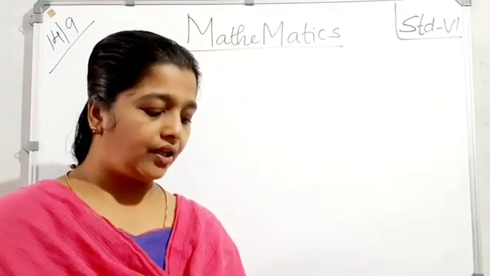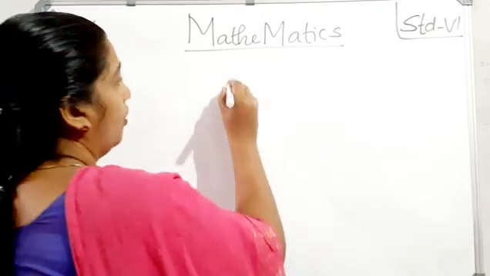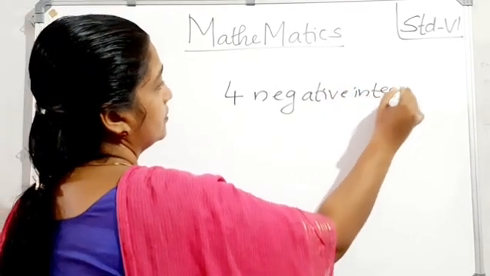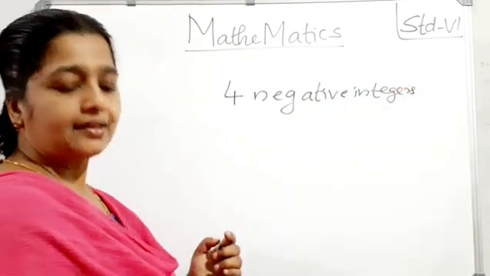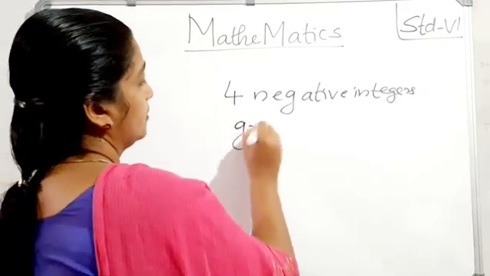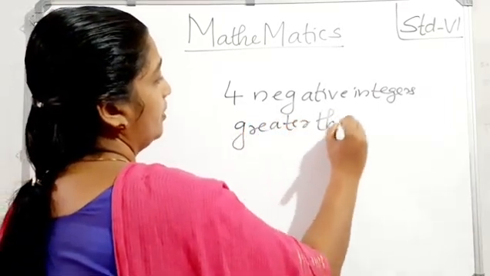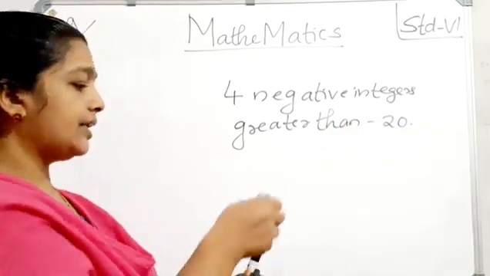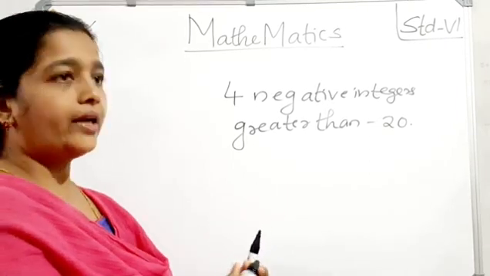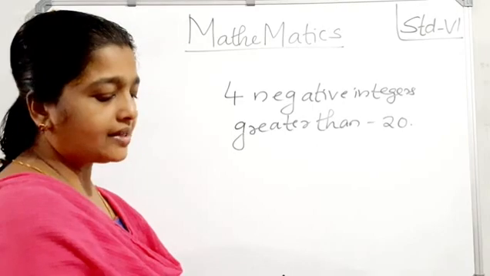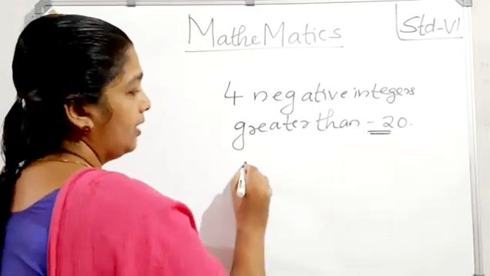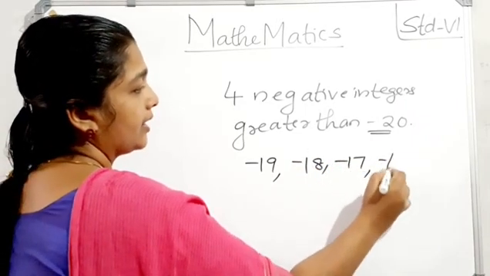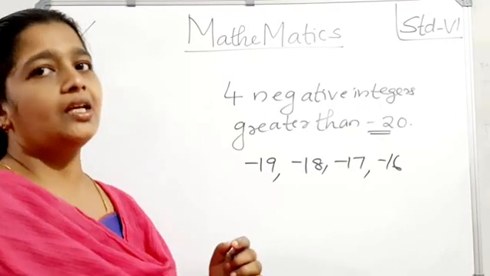Write 4 negative integers greater than minus 20. So you want to write the greatest numbers. Say the answer: minus 19, minus 18, minus 17 and minus 16 are greater than minus 20.